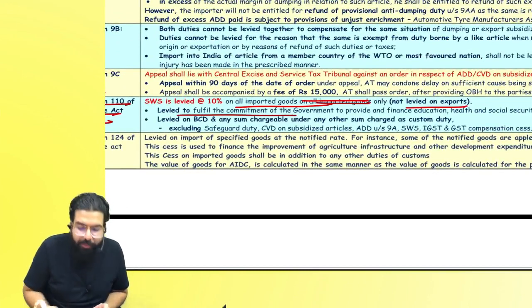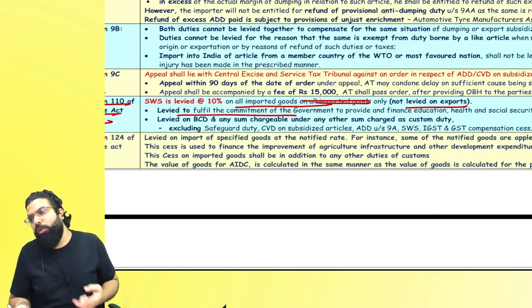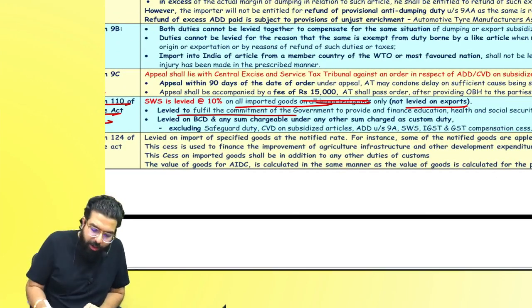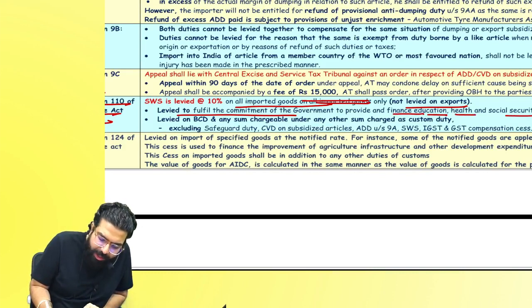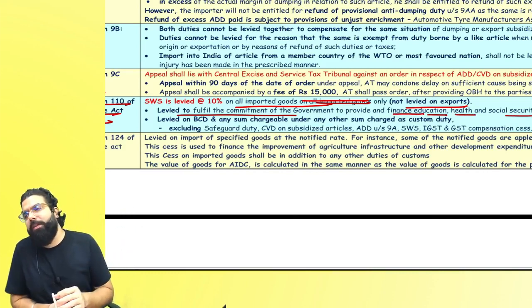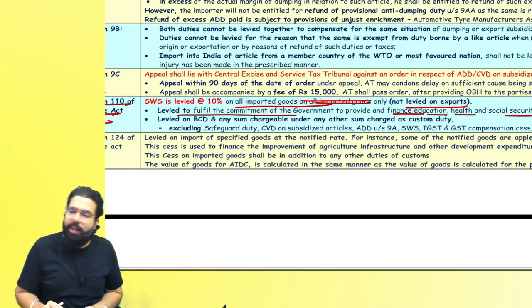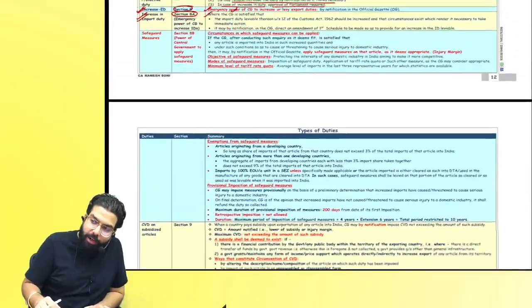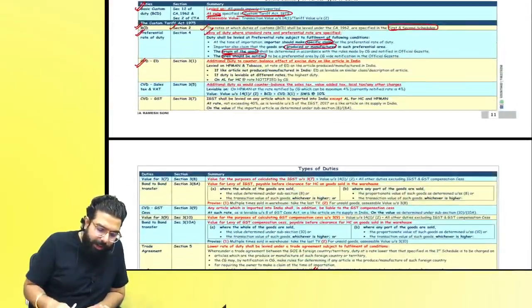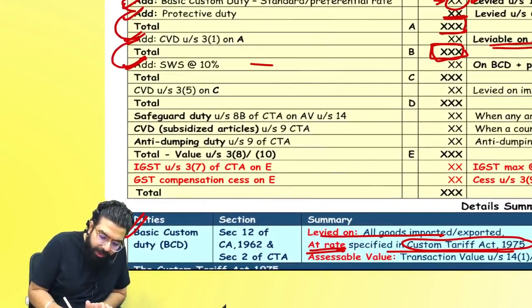It is levied to fulfill the government commitment towards what? Towards finance, education, health and social security. Only remember one thing: on basic custom duty, protective duty and CVD 3.1, social welfare surcharge will be levied at the rate of 10%. Not levied on export, only levied on import. Right, everyone? Now the total will come over here. After you levy the social welfare surcharge, one total will come.